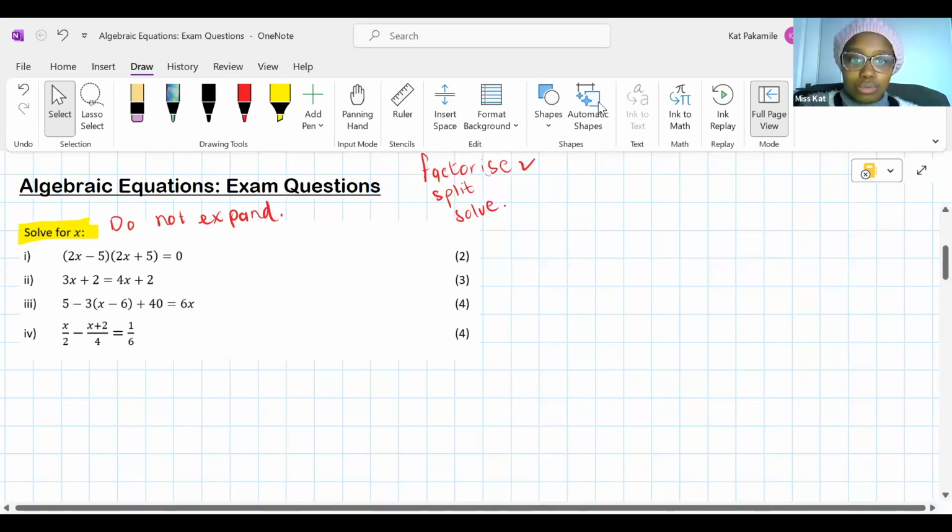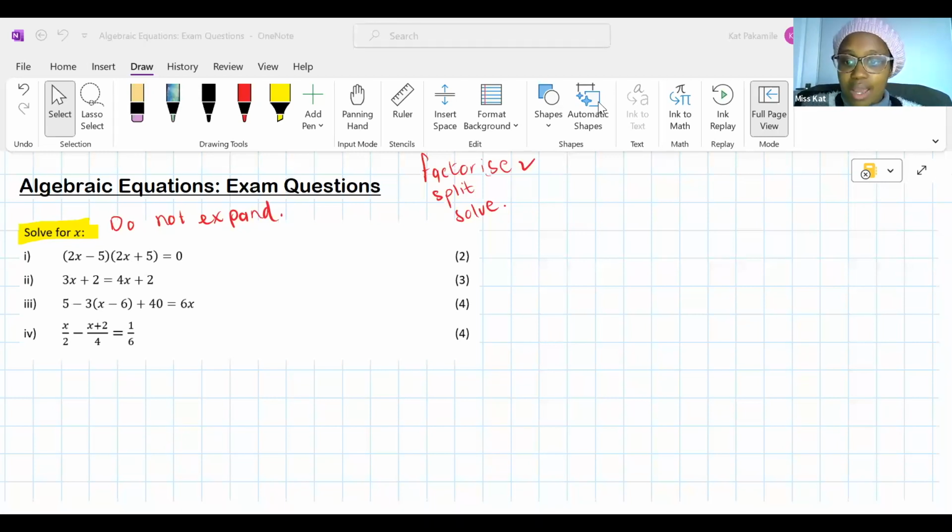So what's step 2, guys? We have factorize out of the way. What do we do next? What's after factorize? Does anyone remember? No? Split. Thanks, Karabo. What does splitting mean? Does anyone remember what splitting means when I say split? No? Yes? Separate them. So the 2 factors are both equal to 0.